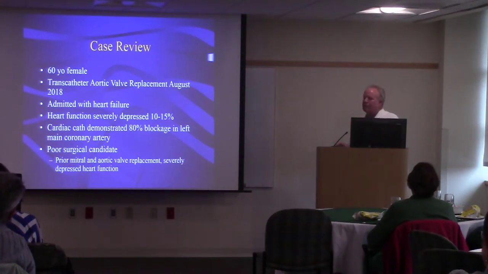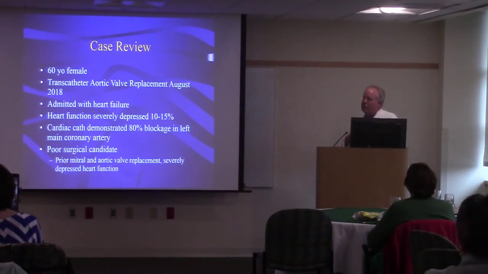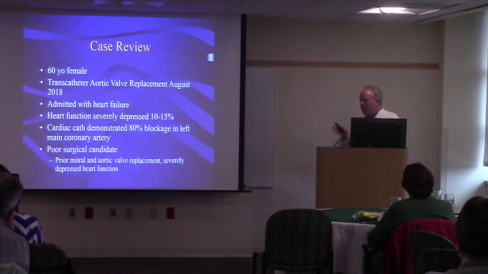So that was done in August, and she came in March with heart failure. And her heart function was extremely depressed. Her heart was only beating about 10 or 15% of what it should be. We did a heart cath procedure on her, and it demonstrated that she developed a new blockage right at the origin of that main artery. And we think it was caused by the valve itself, which I'll show you a picture of here. There's a scaffolding that was blocking the flow down the coronary artery.